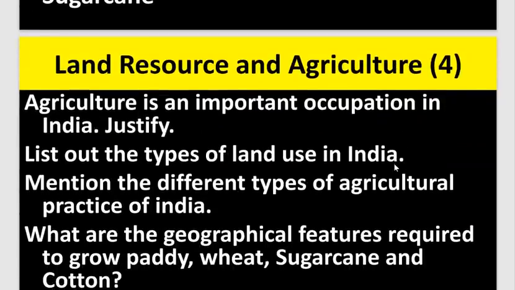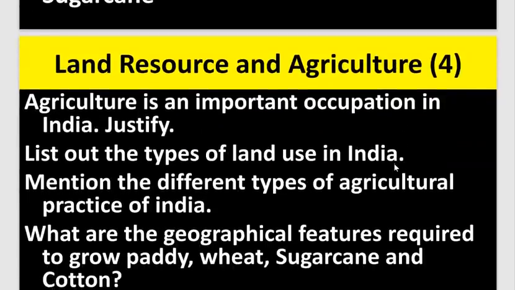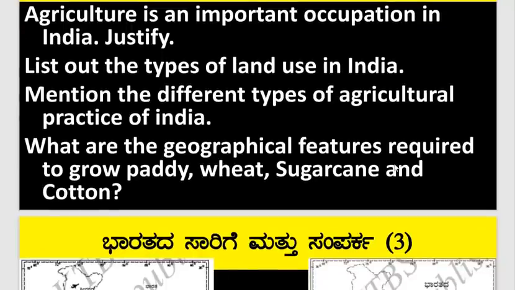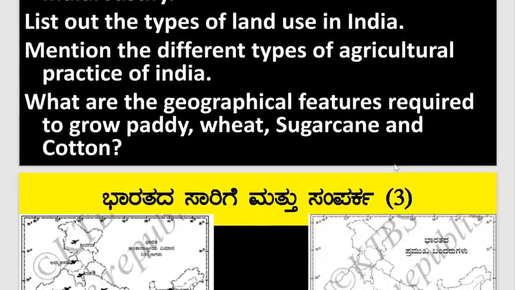Next, agriculture is an important occupation in India. Justify. List out the types of land use in India. Mention the different types of agriculture practice of India. What are the geographical features required to grow paddy, wheat, sugarcane and cotton?